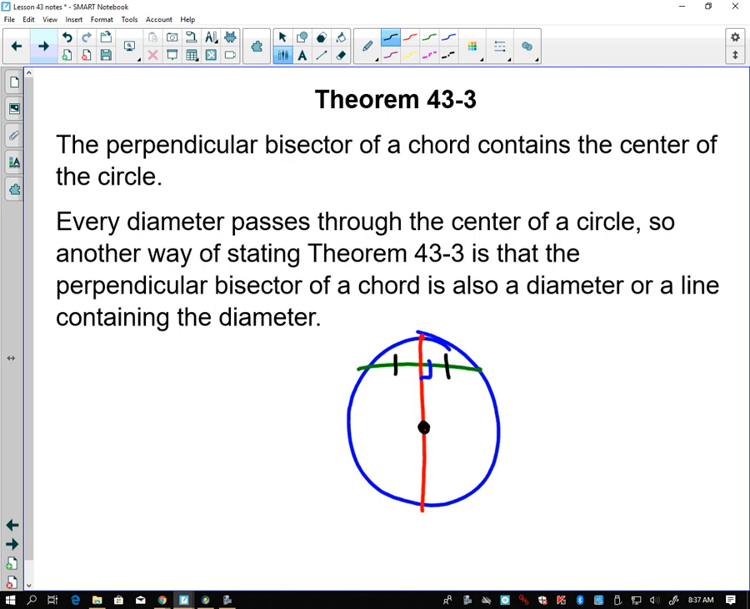Okay? So now we're taking the two parts that we had from the previous two theorems. We're saying, well, now I know something about the red line. If they haven't told me it's a diameter, now I know it's a diameter if I know it's a perpendicular bisector to a chord. Okay? Does that help? Great. Just so we're clear here, it could also be a radius, but a radius would contain the diameter.